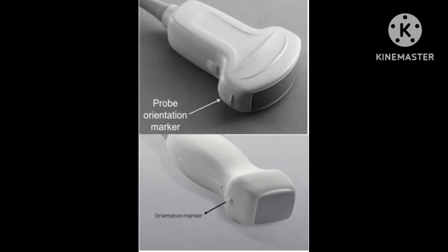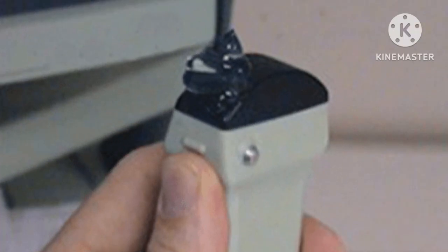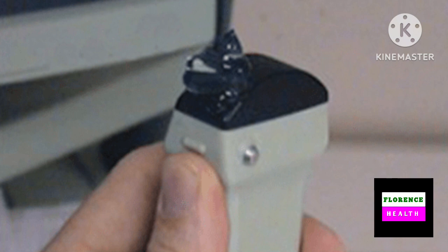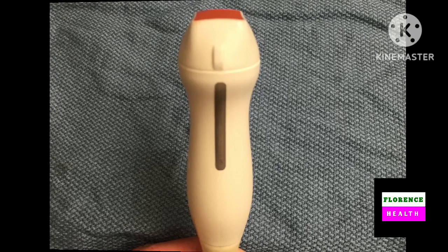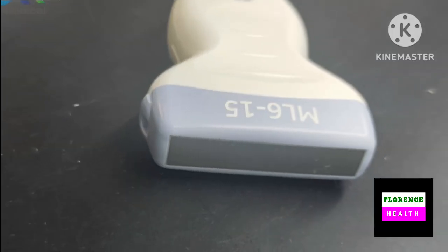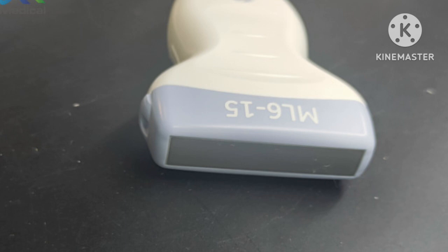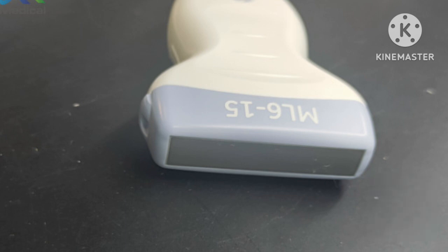In the image, the probe marker is an elevation which is present on a narrow base. In this image, the probe marker is an elevation which is present on a narrow base. In the image, the probe marker is an elevation which is present on a narrow base. In this image, the probe marker is a depression which is present on a narrow base.